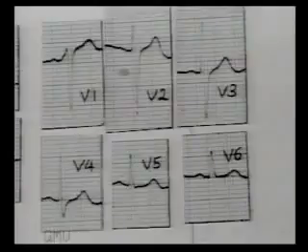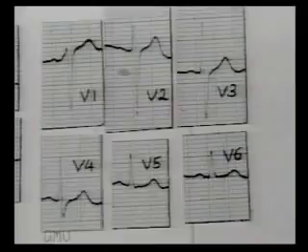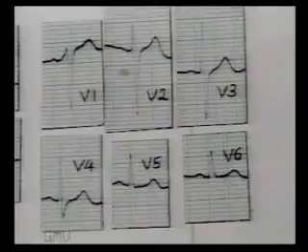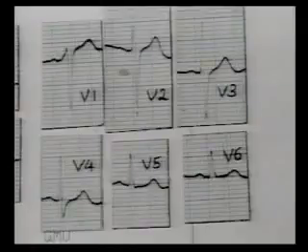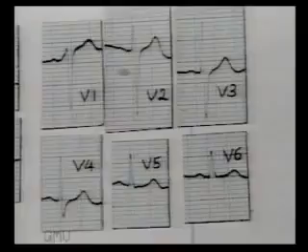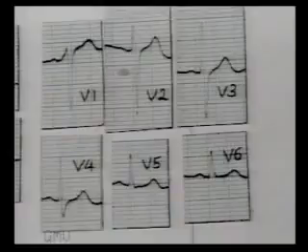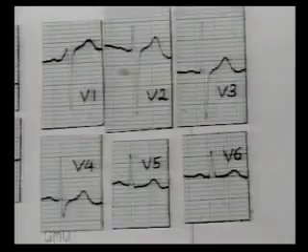Now come to chest leads and study the pattern of QRS complexes from V1 to V6. If the pattern is normal from deep S wave in V1 to tall R wave in V6, then measure SV1 and RV6 to rule out left ventricular hypertrophy. Here SV1 plus RV6 measures only 18 millimeters, which is less than 35 millimeters. If the pattern is changed, that is, if R wave is prominent in V1, then look for criteria of right ventricular hypertrophy or right bundle branch block.